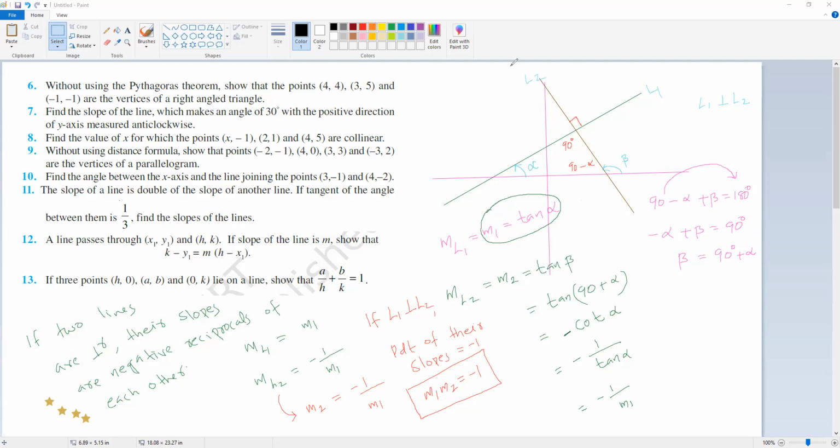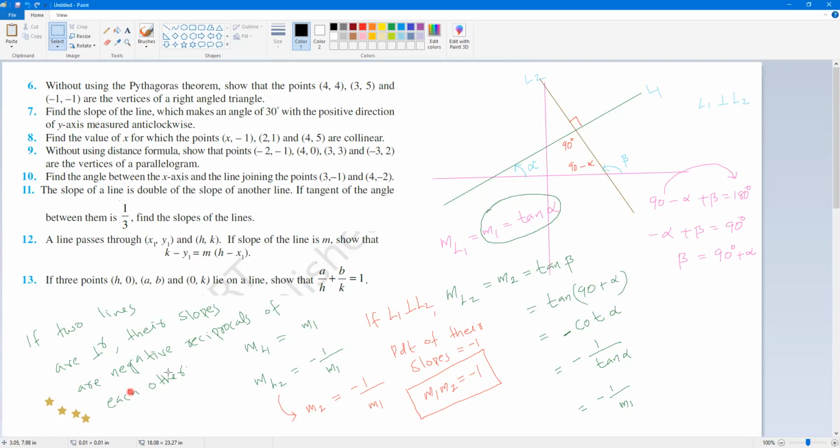Yes, sir. So what I said is, if the two lines are parallel, their slopes are equal. If two lines are perpendicular, their slopes are negative reciprocals of each other, or the product of their slopes is negative 1. Even if you cannot hear me properly, just look at these points: m1 into m2 is equal to minus 1. Their slopes are negative reciprocals of each other.